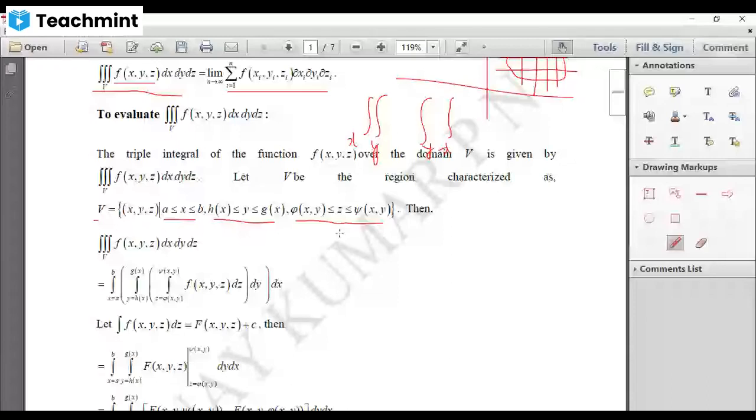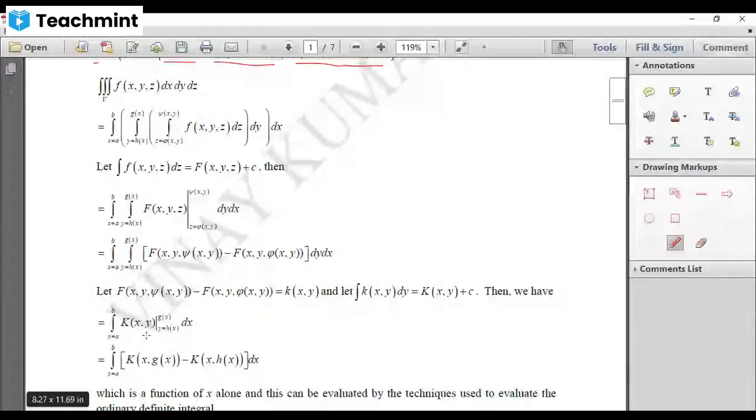So since z is dependent on x and y, first you have to integrate with respect to z, so that z goes off. Once z goes off, you'll be left with the answer which involves only variables x and y. Then you have to integrate that answer with respect to y. When you integrate with respect to y, and make the substitution for y as a limit varying from h of x to g of x, your y goes off. You're left with only variables involving x. And since x takes the constant limits, at the end you will get a real number.